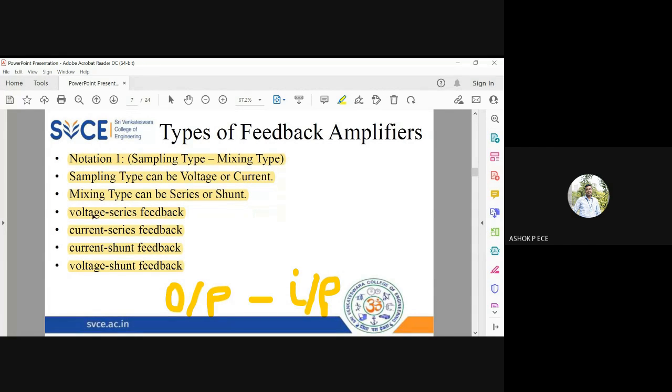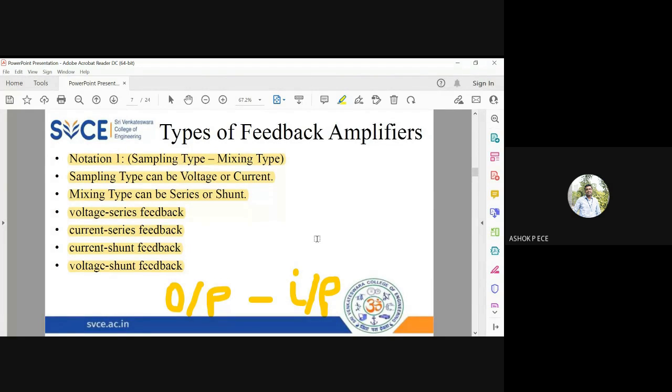So the moment they say voltage series feedback, what should come to your mind? At my output side, I'm going to sample my voltage and I'm going to mix at the input side using a series mixing configuration. That is how you should be able to decode when a feedback name is given. If they say current shunt feedback, at the output side, I'm going to take up current. At the input side, I'm going to have a shunt mixing.